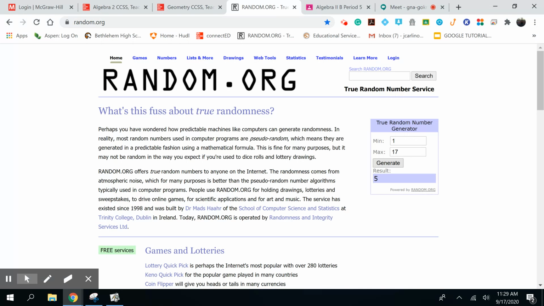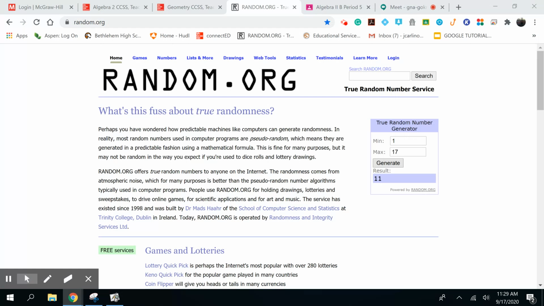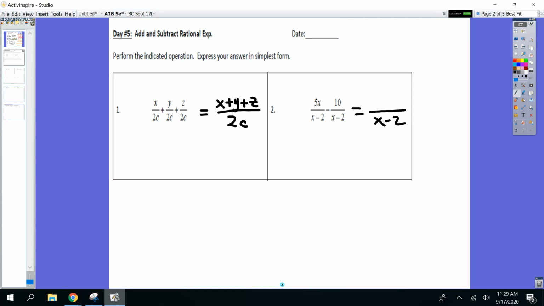Okay, next, number 2. What do you notice about the denominators? They're the same. So I'm still going to leave it as x minus 2. How are you going to rewrite the numerator now? Going right down the list. What are you going to do with the numerator? You're going to put it on top. That's where the numerator goes. What's it going to read? Isn't it just going to be 5x minus 10? There you go.